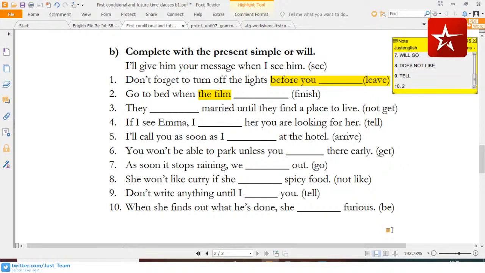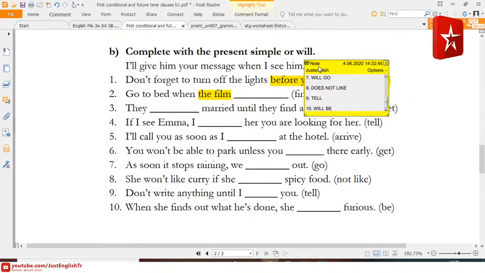When she finds out what he has done, she blah blah blah furious. Mr. Ramazan is really kind today, is really polite. Yes, will be, they say. When she finds out what he has done, she will be furious. She will be furious is a correct answer for number 10.